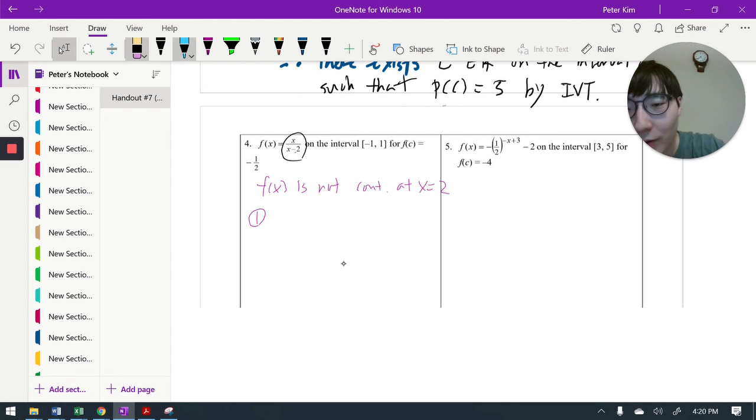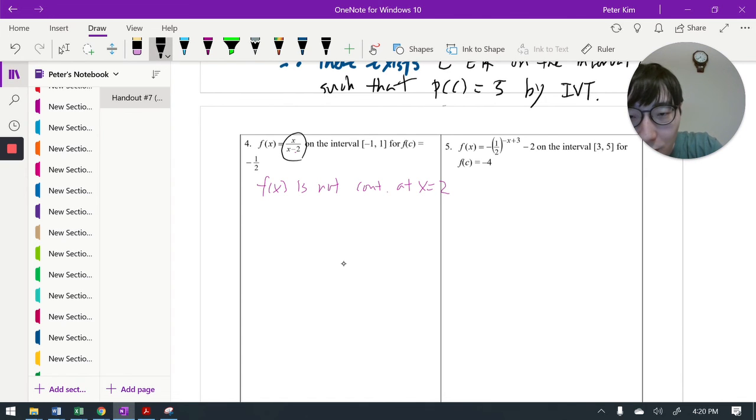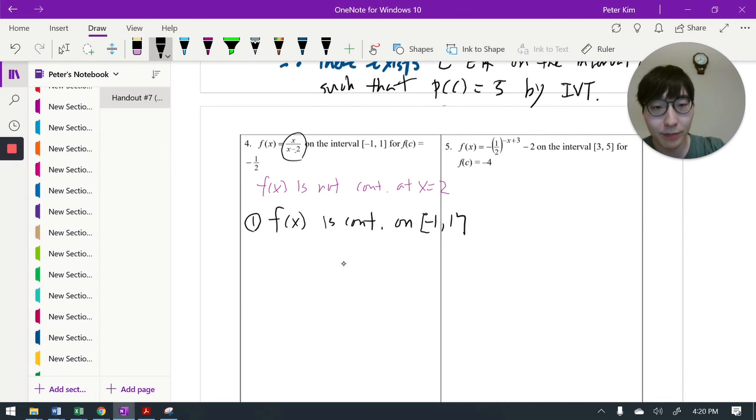So we know that f of x is continuous on the interval -1 to 1. And then second, I have to check if my f of c equals -1/2 is between f of -1 and f of 1, right?